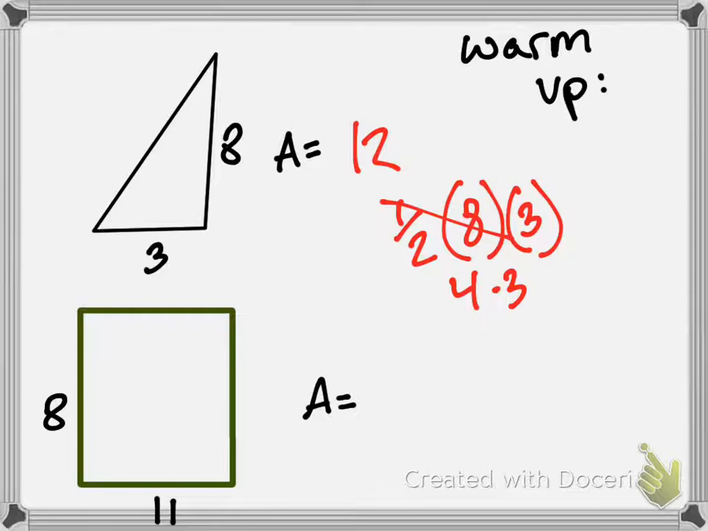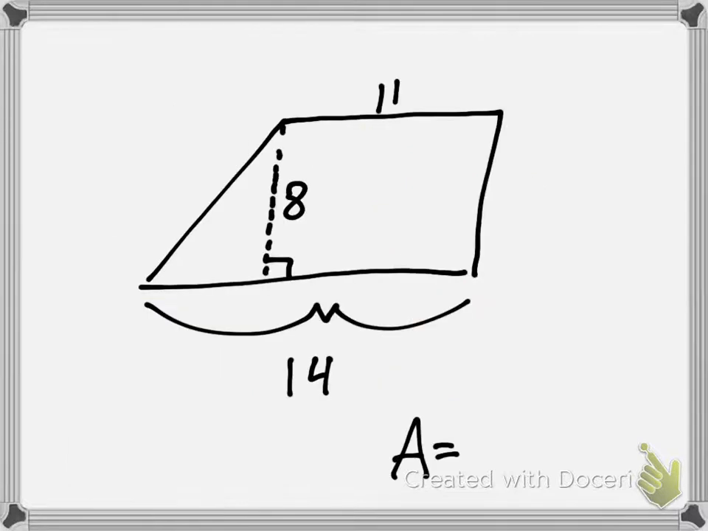Jaden, what's the area of this bottom shape right here? The rectangle. Perfect. It's 88. Area of parallelograms. That means rectangles, squares, diamonds, parallelograms, all of that. It is just base times height, which is great.